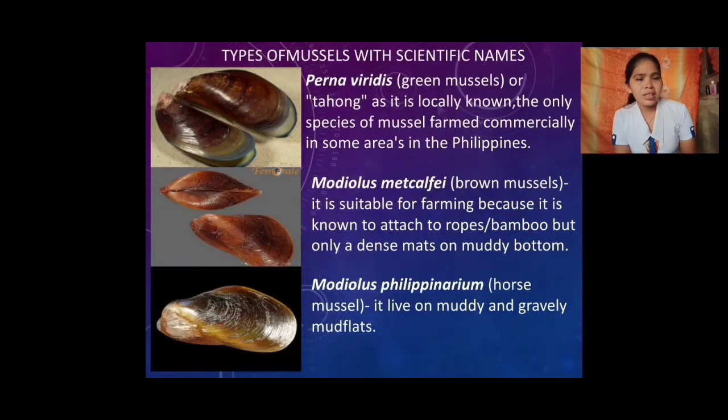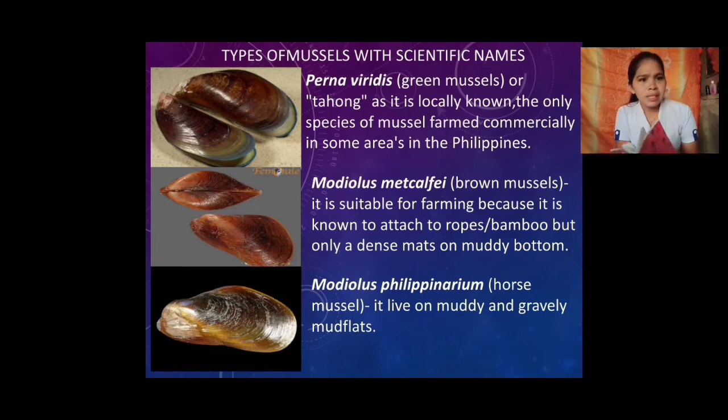Next, there are types of mussels with scientific names. There are three types of mussels nga nang naadres sa Philippines: Perna viridis, Modiolus metcalfei, and Modiolus philippinarum. Perna viridis or green mussels or tahong, mauni siya tahong na siya daghan sa panggangan. It is locally known the only species of mussels farmed commercially in some areas in the Philippines.